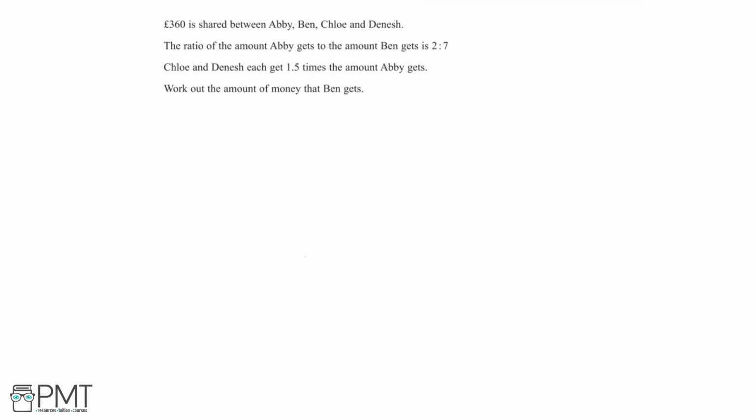In this question, we're told that £360 is shared between Abby, Ben, Chloe and Dinesh. The ratio of the amount Abby gets to the amount Ben gets is 2 to 7, and Chloe and Dinesh each get 1.5 times the amount that Abby gets. And now we need to work out the amount of money that Ben gets.